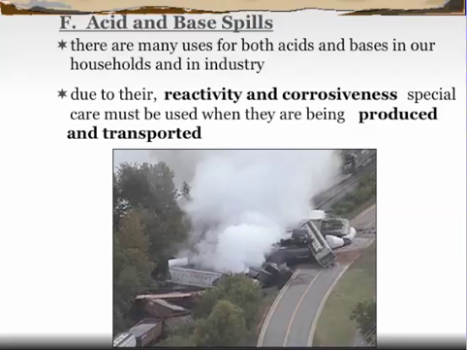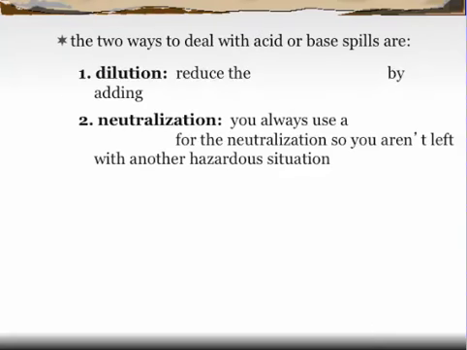Okay, so acid and base spills. There are many uses for both acids and bases in our household and industry. Due to their reactivity and corrosiveness, special care must be used when they are being produced and transported.